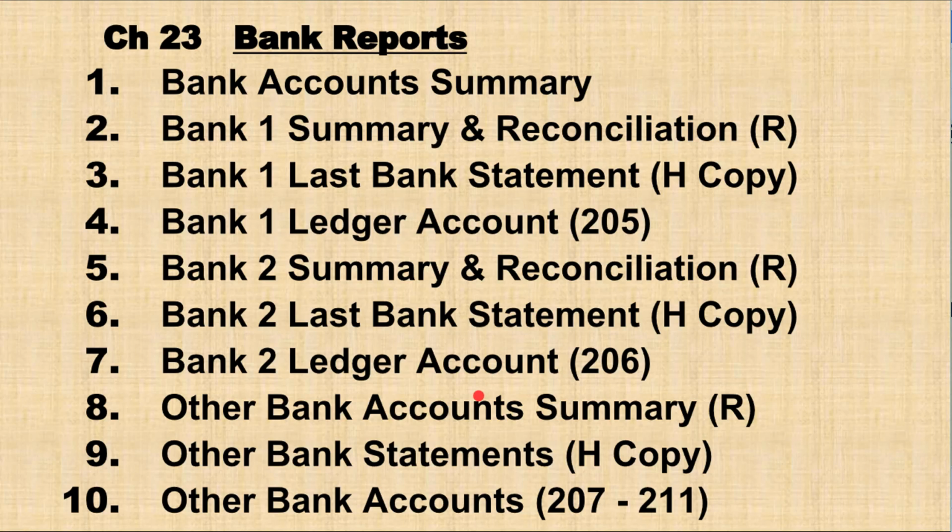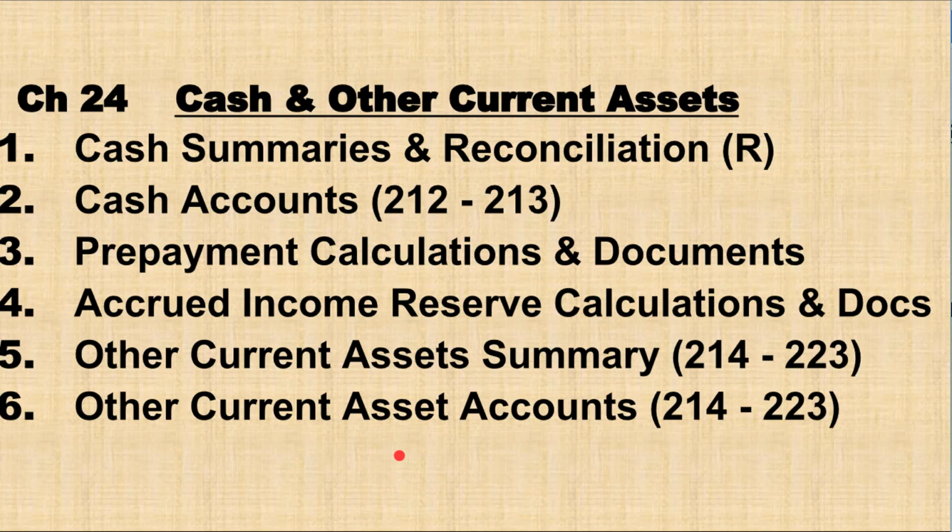And then we look at other bank accounts summary. We look at other bank statements. And finally, we look at other bank accounts. Chapter 24 looks at cash and other current assets. We start with cash summaries and reconciliation.